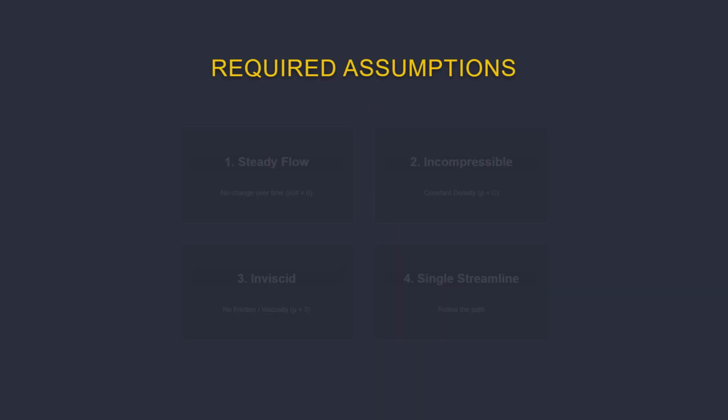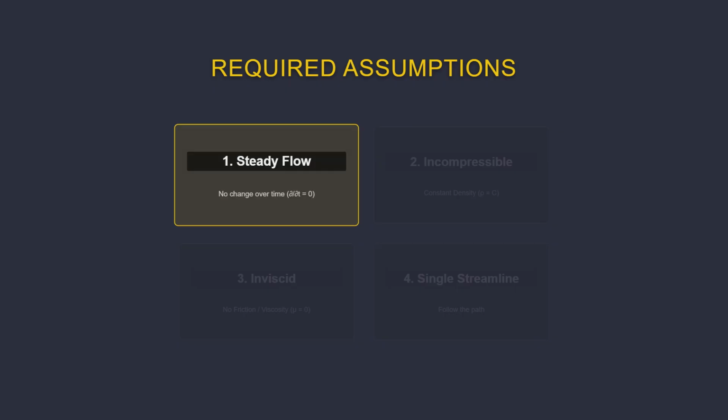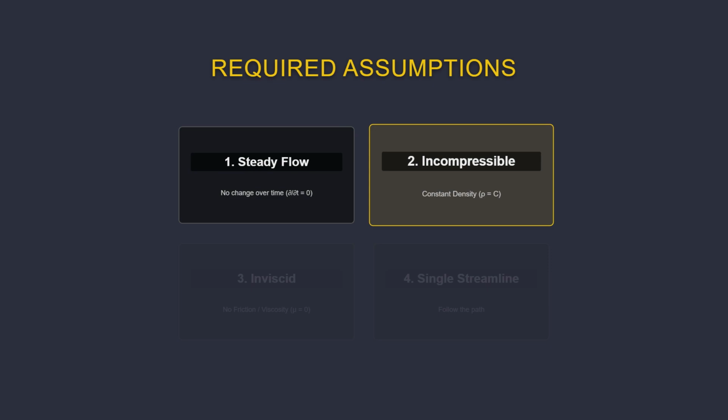Applying the standard Bernoulli equation requires four strict assumptions regarding the fluid behavior. First, the flow must be steady, meaning velocity and pressure at any fixed point do not change over time. Second, the fluid must be incompressible, requiring the fluid density ρ to remain constant throughout the flow field. Third, the fluid must be inviscid, meaning internal friction or viscosity is negligible. This assumption eliminates energy losses due to shear stress.